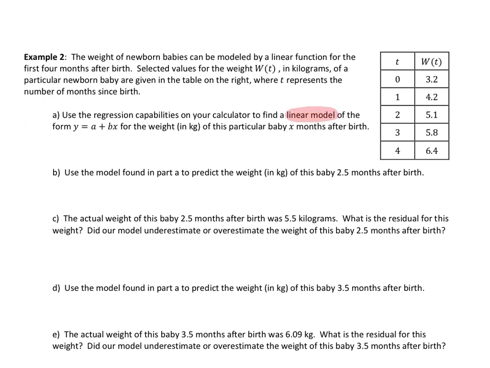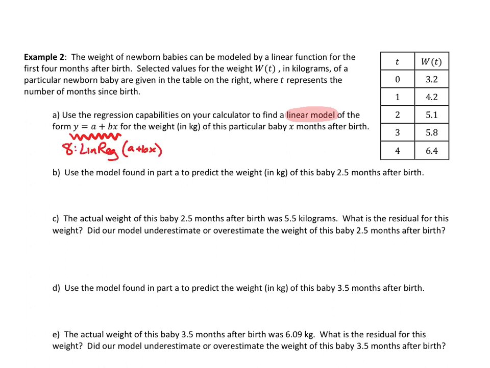A linear model of the form y equals a plus bx for the weight in kilograms of this particular baby x months after birth. I want to bring to your attention that this is not regular y equals mx plus b. So on your calculator, when you run the regression, you're going to make sure you choose that version of a linear regression. I'm going to give you some time to remember how to do that. You have it in notes somewhere and you've got neighbors near you. Go ahead and just do part A and write the regression for the growth of this baby, the weight of this baby.